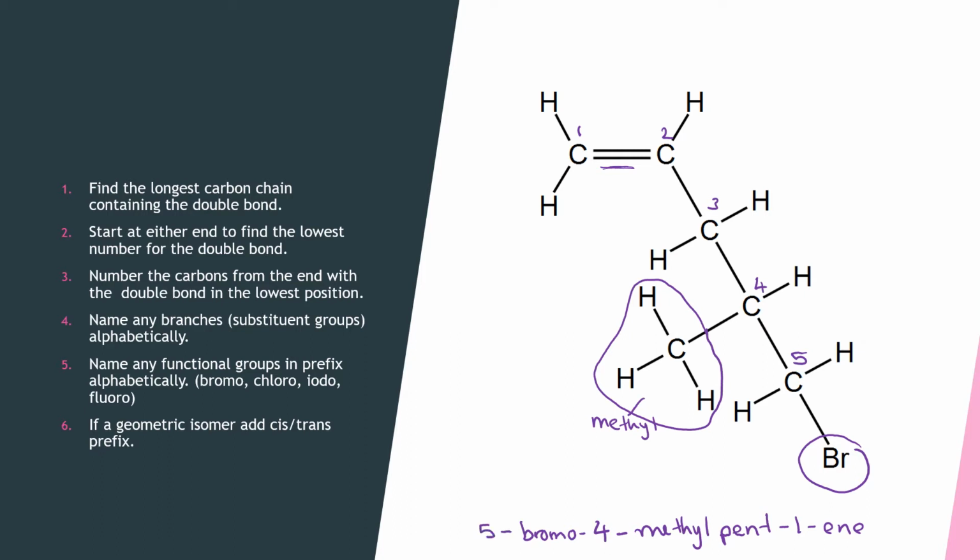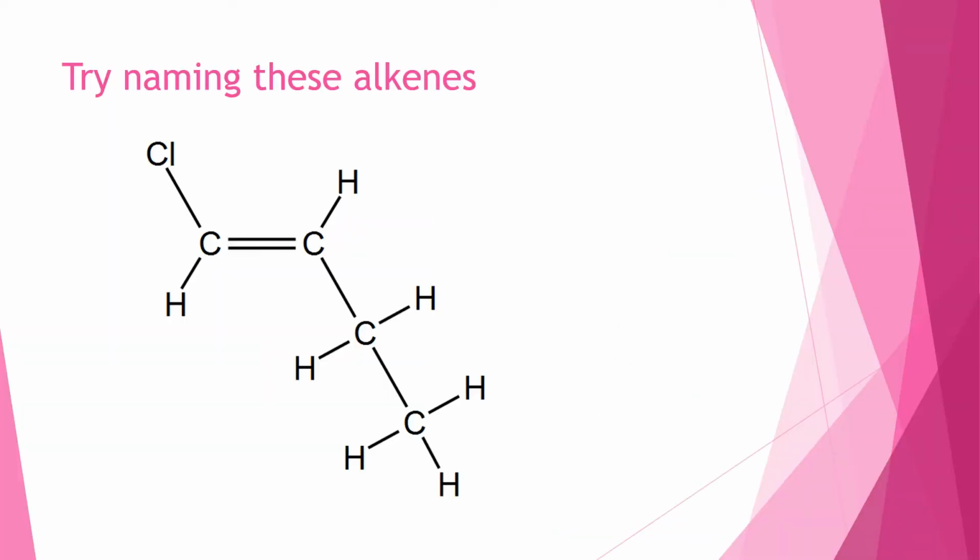Now remember, between numbers and numbers we have commas, and between numbers and words we have a dash. And we need to check for cis trans. Now as carbon number 1 contains two hydrogens, there cannot be cis trans isomerism in this one. Your task is to try naming these alkenes. Stop the video and have a go.